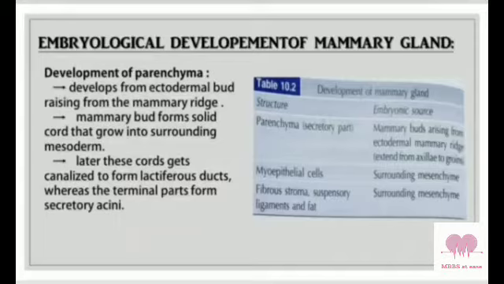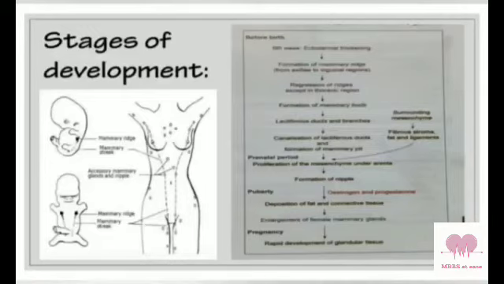Mammary bud forms solid cord that grows into the surrounding mesoderm. Later, these cords get canalized to form the lactiferous ducts, whereas the terminal parts form the secretory acini. The fibrous stroma, suspensory ligaments, fats, and myoepithelial cells are formed from the surrounding mesenchyma. Now, let us move into the stages of development.